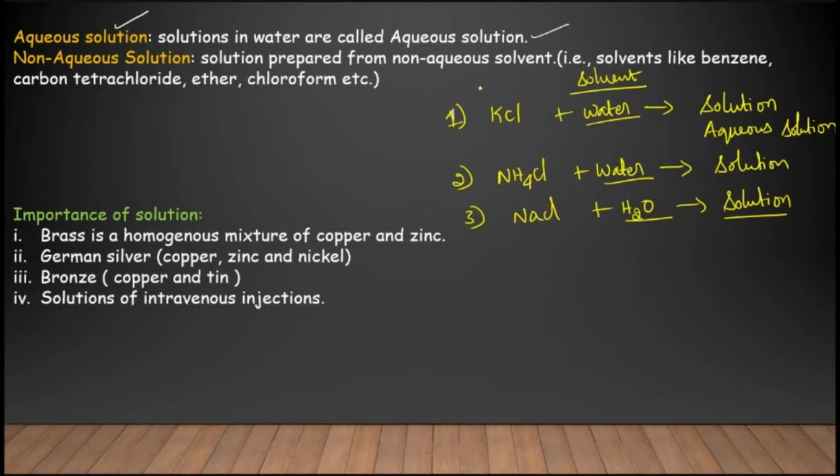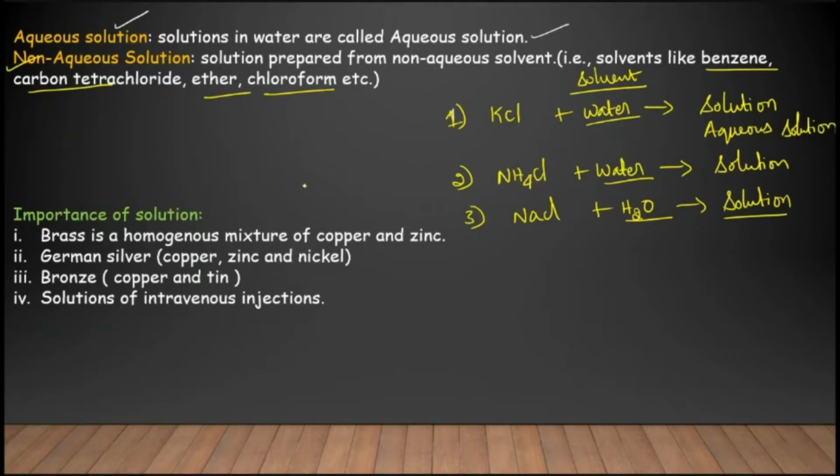Okay. So the next type of solution is non-aqueous solution. Generally non-aqueous means water is not present. Okay. The solution which is prepared by using non-aqueous solvents. So which are the non-aqueous solvents? That is benzene, carbon tetrachloride, ether, or chloroform. Okay. So these types of solvents which are used to prepare a particular solution give what is called a non-aqueous solution. Okay. So these are the two types of solutions.